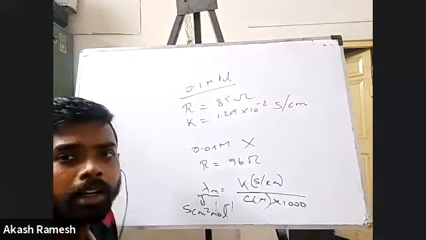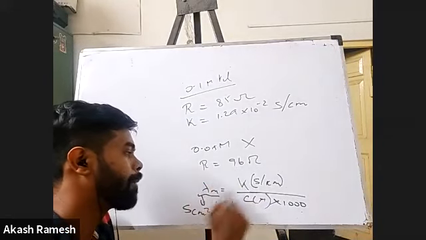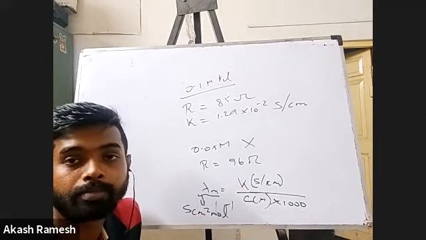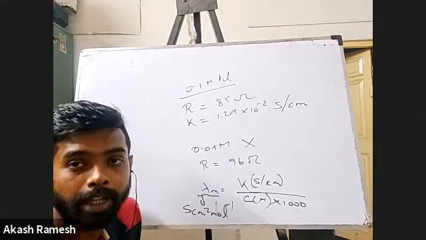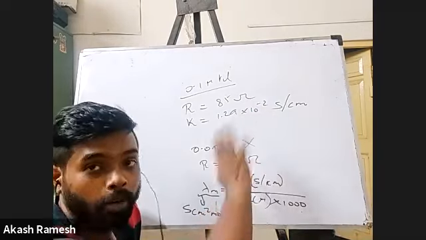Okay, fine. So obviously they have given me R. For me to find lambda m, I require K. How will I find it out? For that, you need to find out something else before that. What do you have to find?